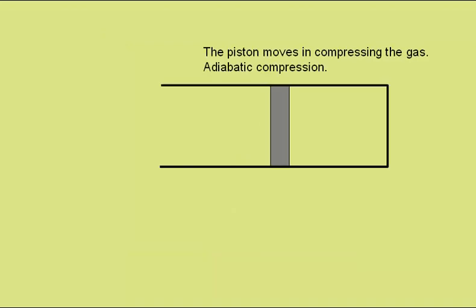I'm now going to consider a very simple heat engine before looking at the behaviour of the gas graphically. Here we have a piston inside a cylinder, and in this part of the cycle the piston is moving in, compressing the gas. There will be effectively no heat entering or leaving the system, so this is adiabatic compression.